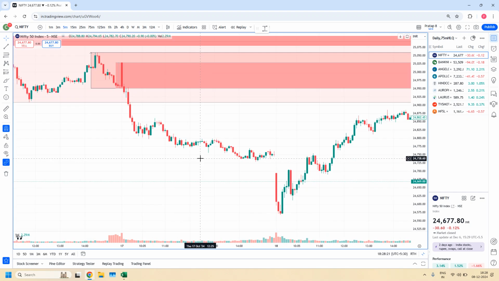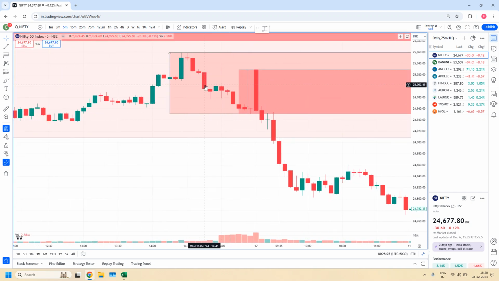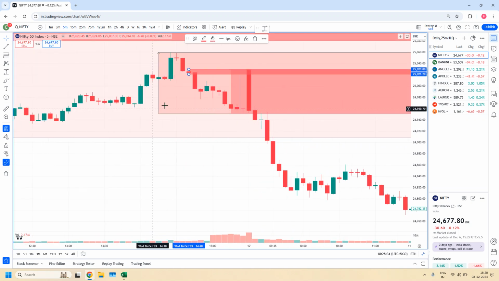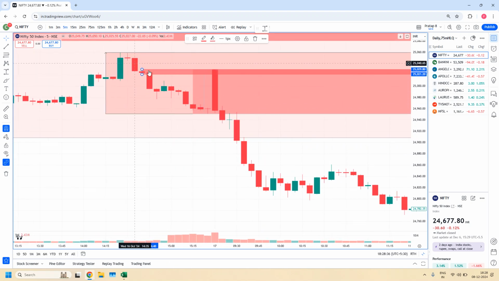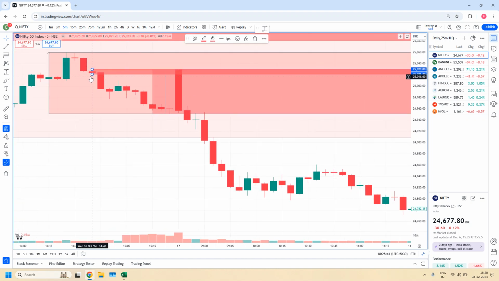Okay, it looks like there is an LTF zone: drop, base, drop. See here? This is the origin. But why I didn't consider it is that price almost reached the distal line. What is the high of this candle? 25,029.80. 25,029.80. And this high?